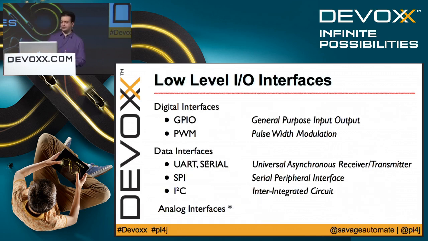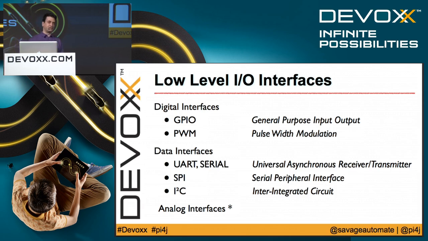So when we say low-level I/O interfaces, what do we really mean? Well, the Raspberry Pi has a number of different peripheral devices, peripheral access that it gives to us on a header pin. On that header pin, we can access its digital interfaces: GPIO and pulse width modulation. So general purpose input-output and pulse width modulation. Digital interfaces just means that it's binary, it's on-off.